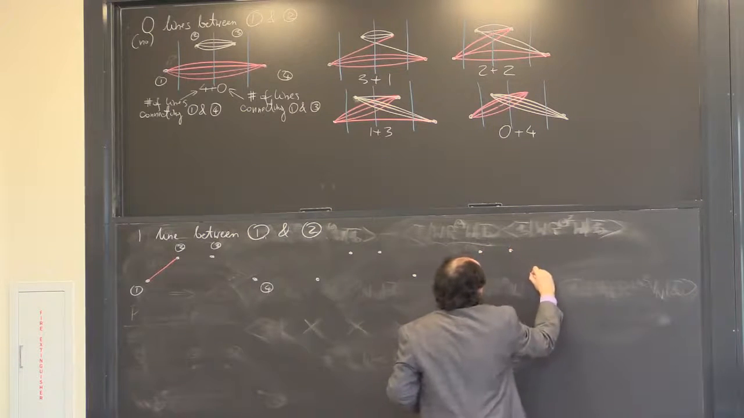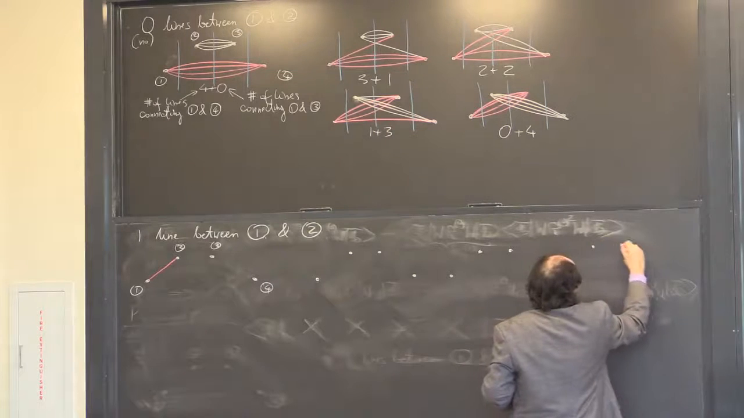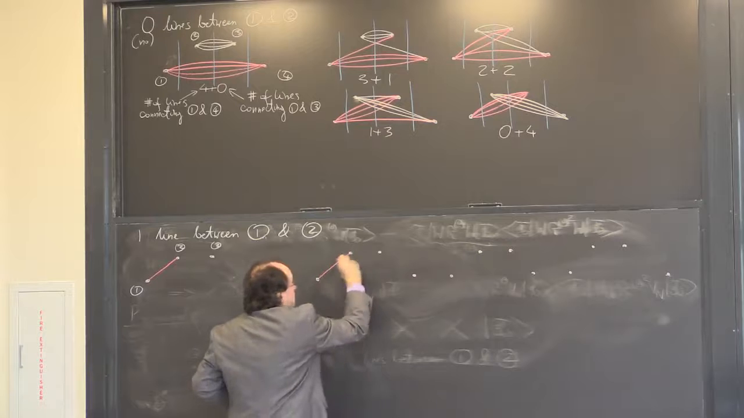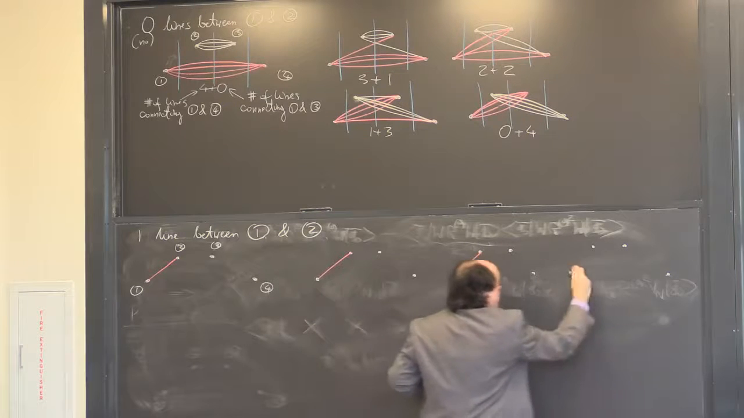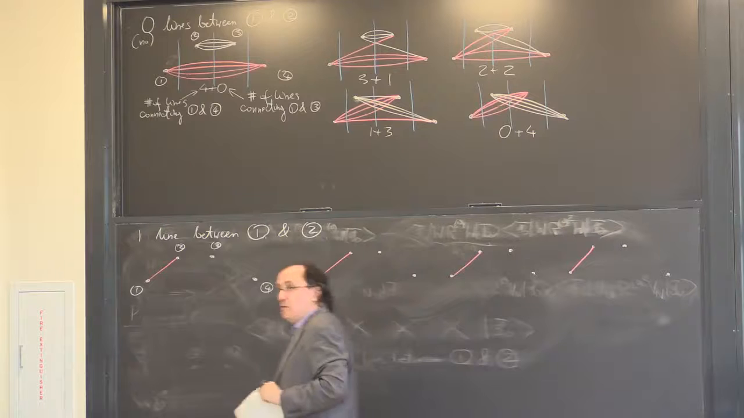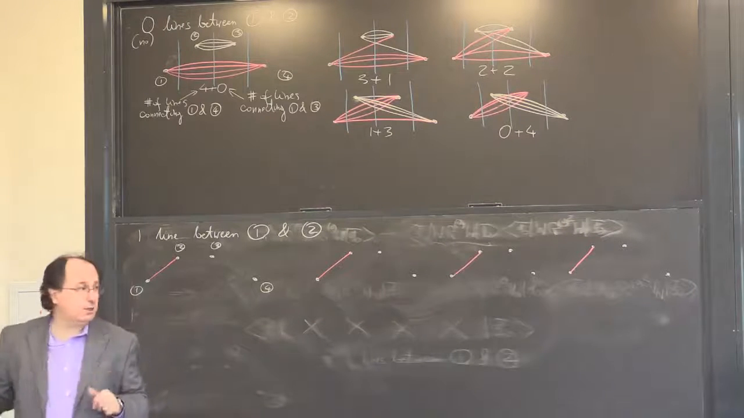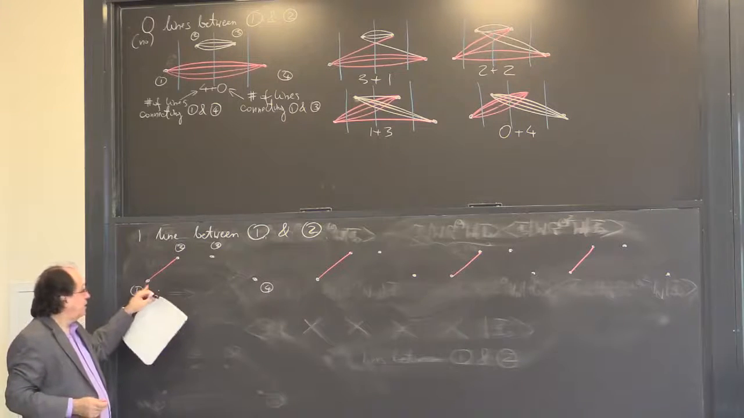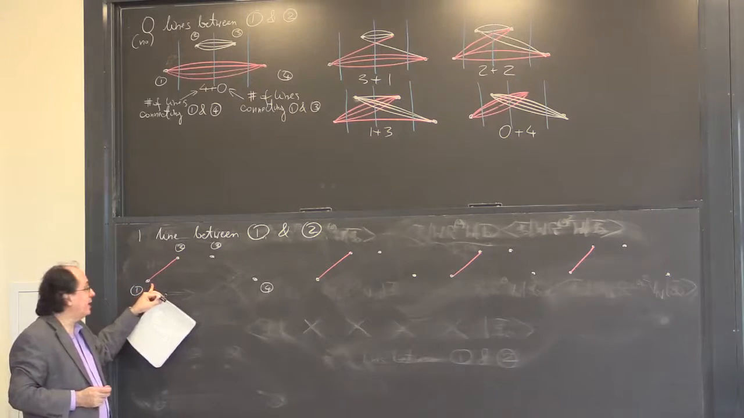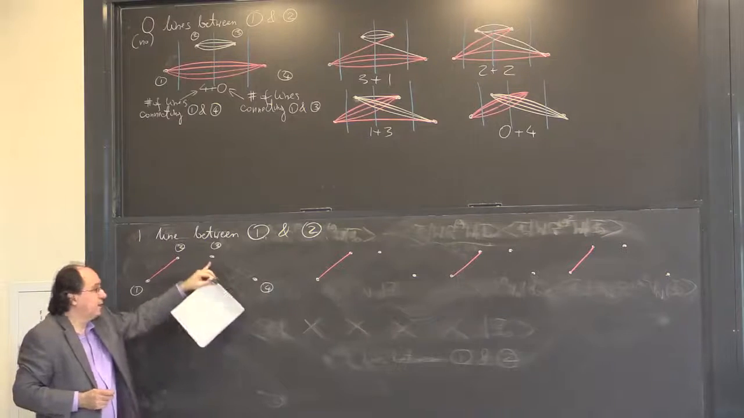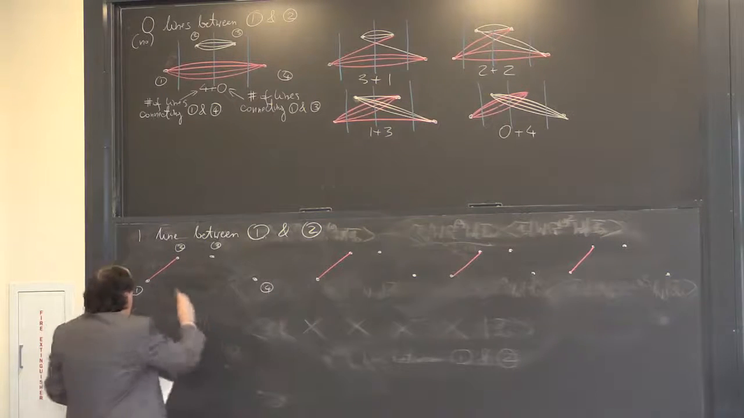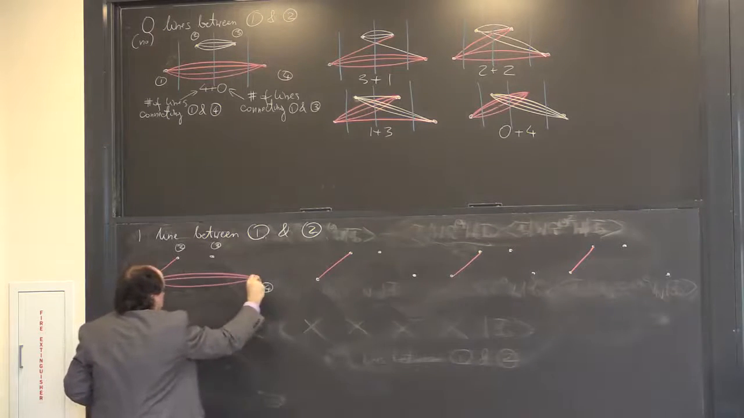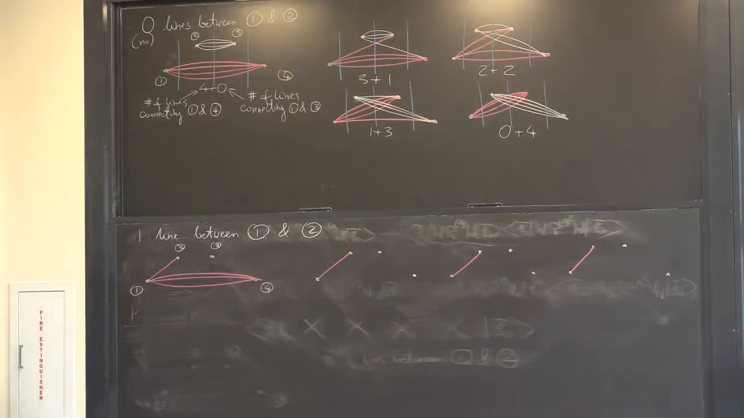Let me try to see if I have all of this in a single row. Okay, so we have 1 here, 1 here, and 1 here. And now what I need to do is use the remaining 3 lines at 1 and connect them to 4 and 3. So we will begin with the case where the 3 lines that we have at 1 go to 4.